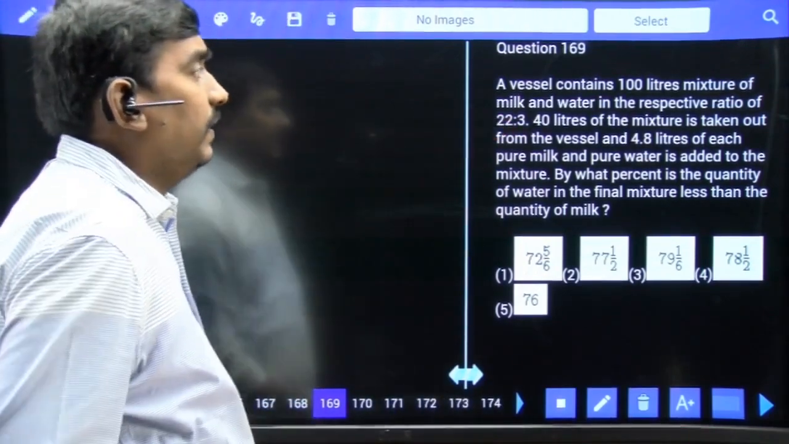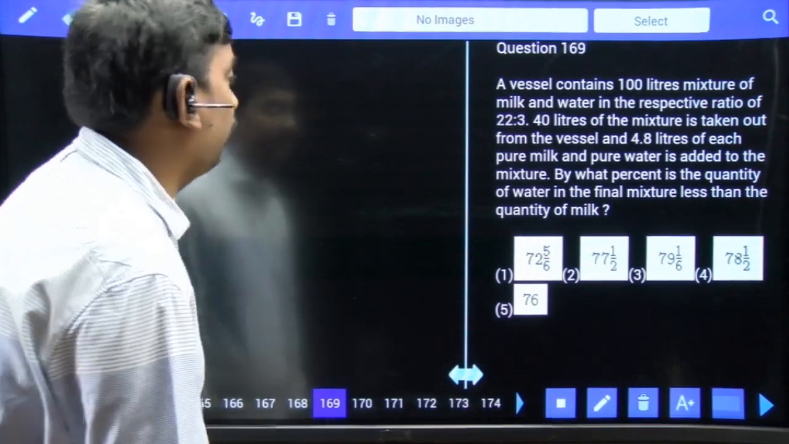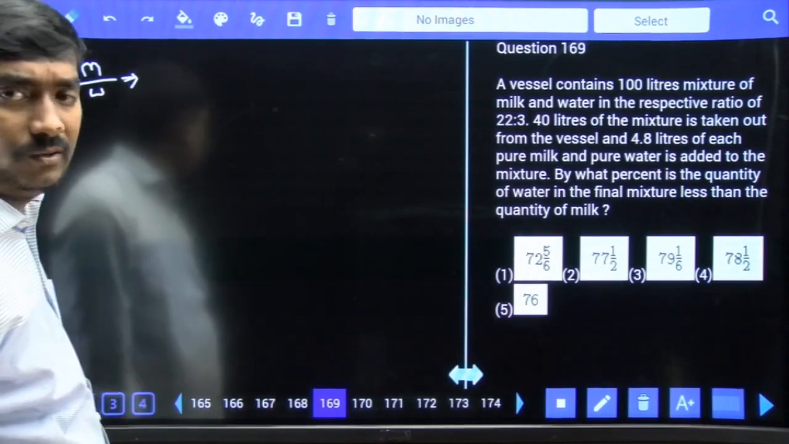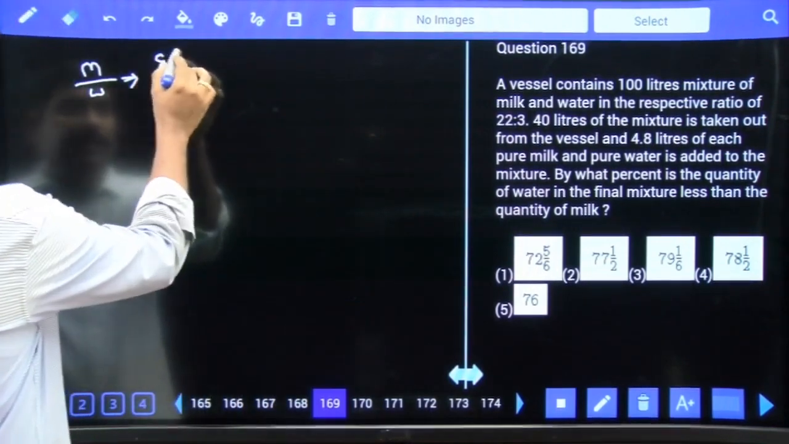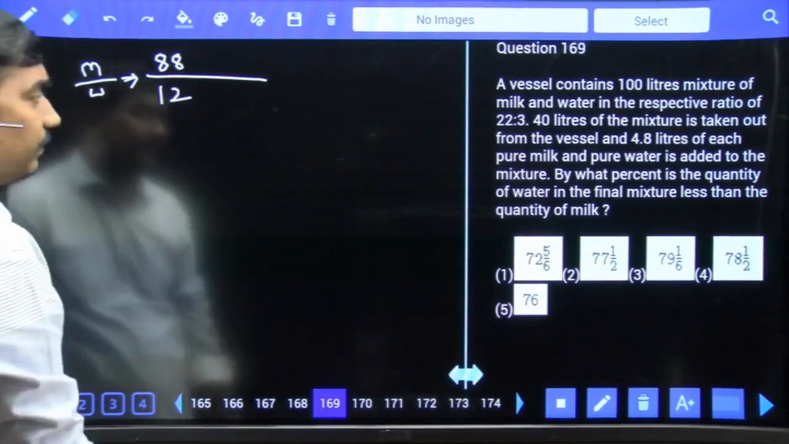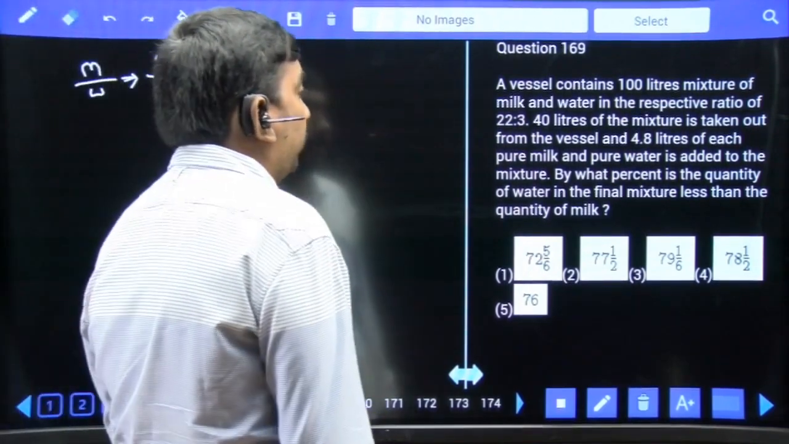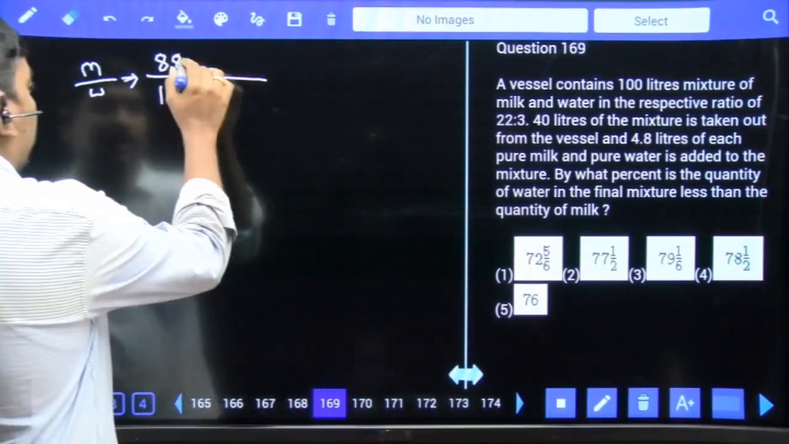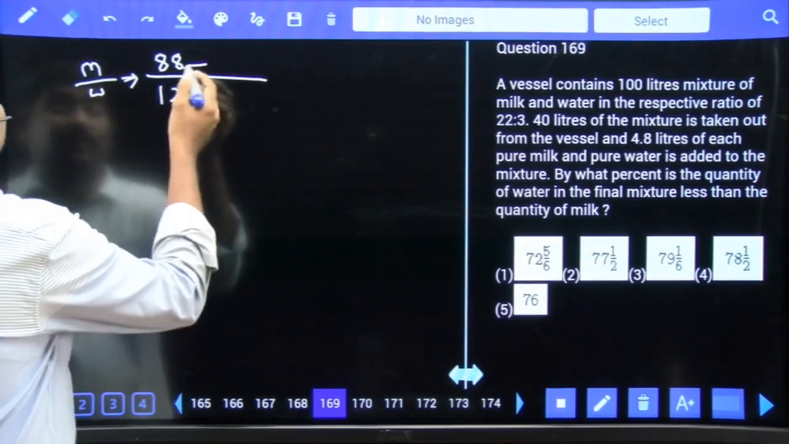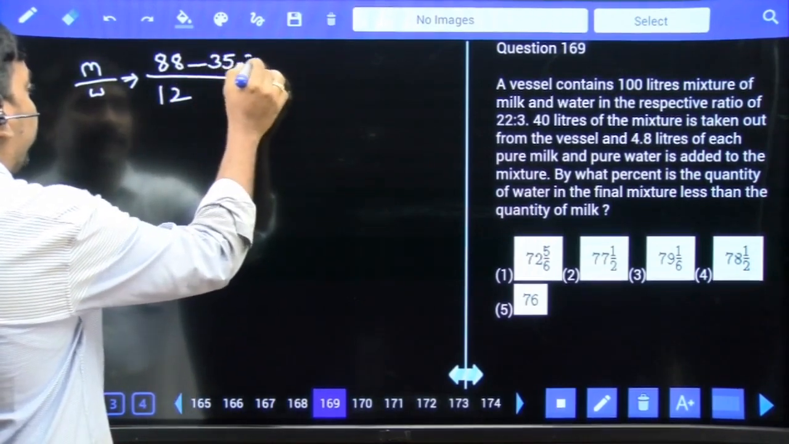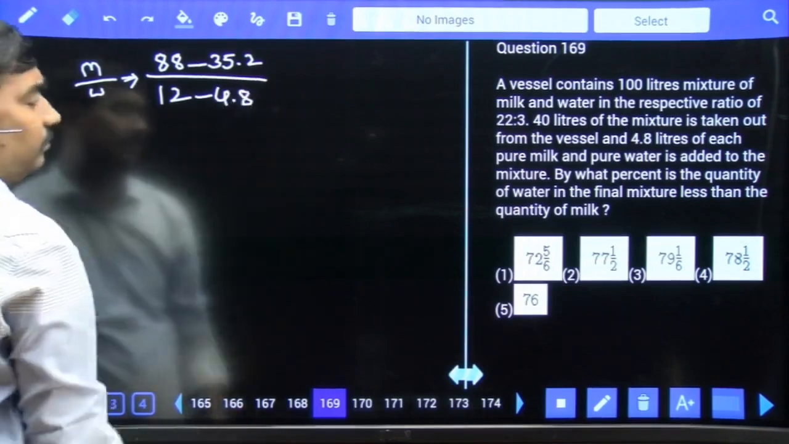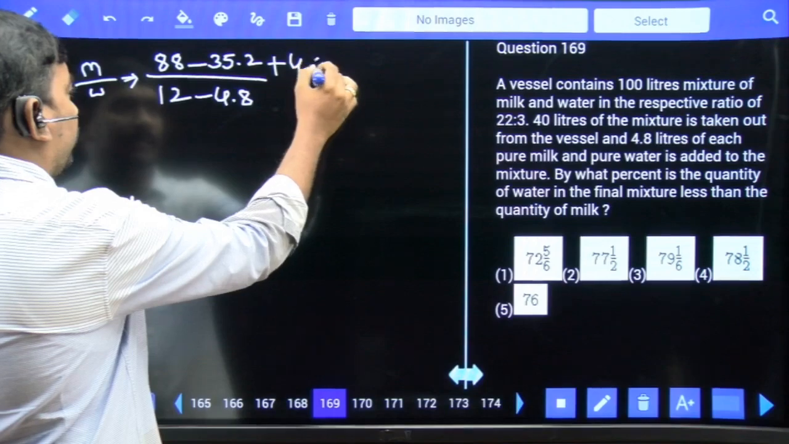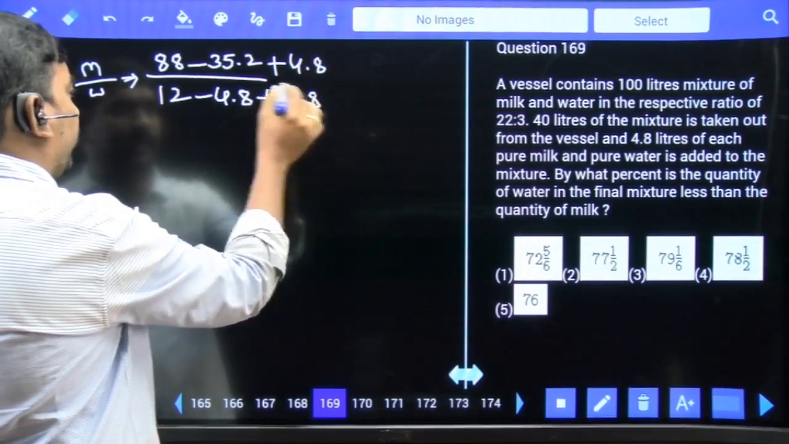A vessel contains 100 liters of a mixture of milk and water in the respective ratio of 22:3. 22 plus 3 is 25 parts with value 100, so 1 part is 4: 88 liters of milk and 12 liters of water. 40 liters of this mixture is taken out. So 40 liters means 40%: 35.2 liters of milk and 4.8 liters of water are taken out. And 4.8 liters each of pure milk and pure water is added.